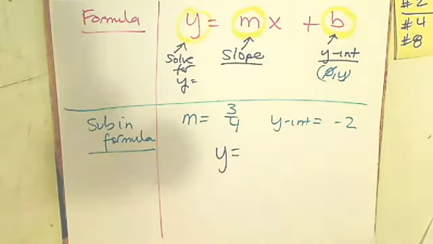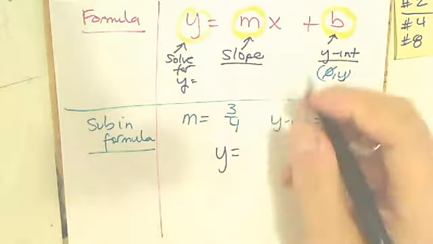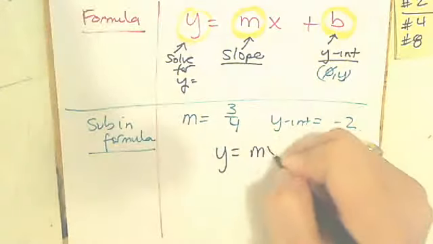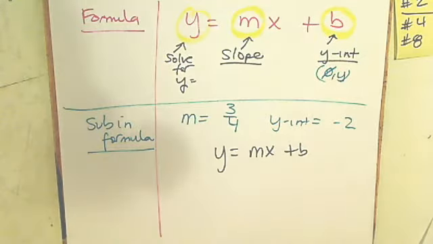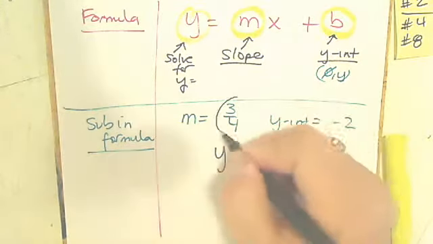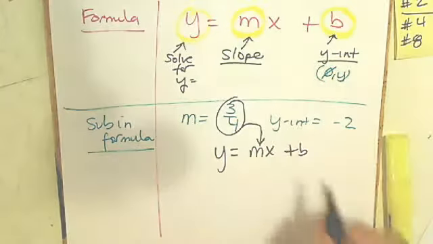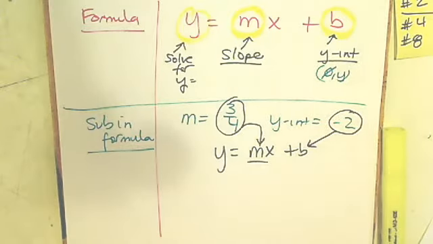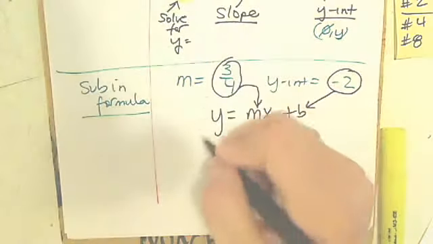Okay. So let's write down the formula first. Y equals mx plus b. Now, more specifically, I'm substituting in 3/4 where m is. I'm substituting in -2 where b is. You cannot say plus minus. It's either plus or minus. Ethan, what do you think? What's the equation here? What's my y equals?